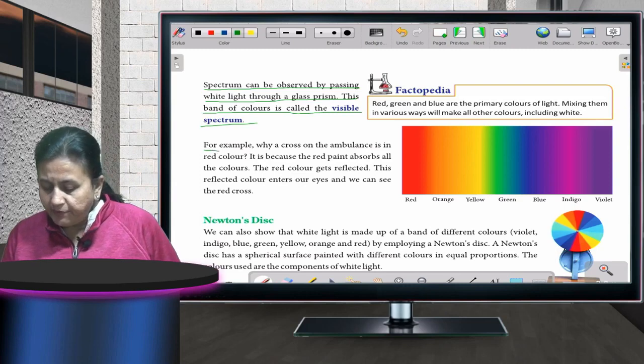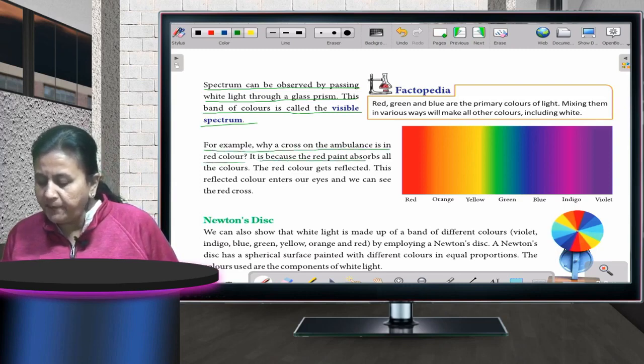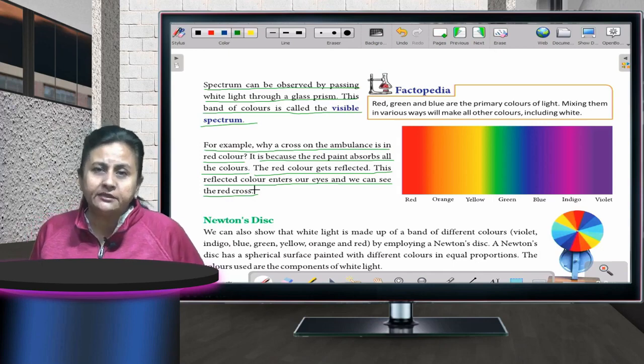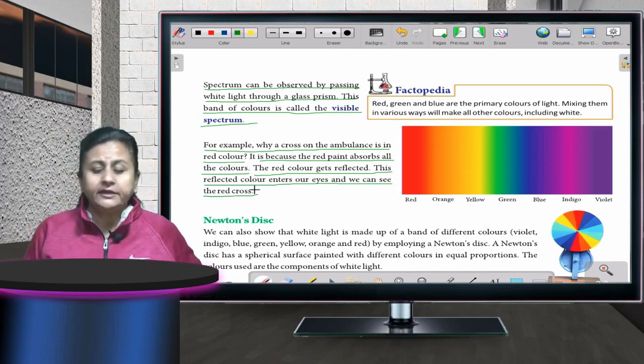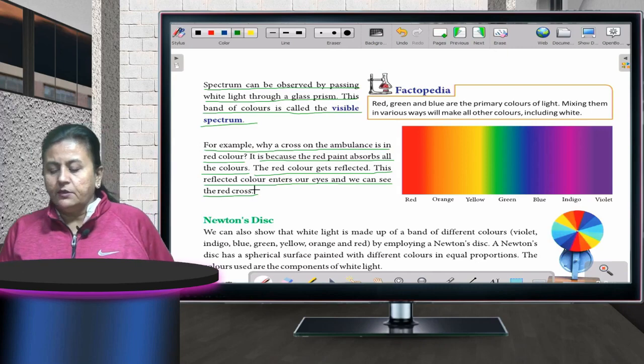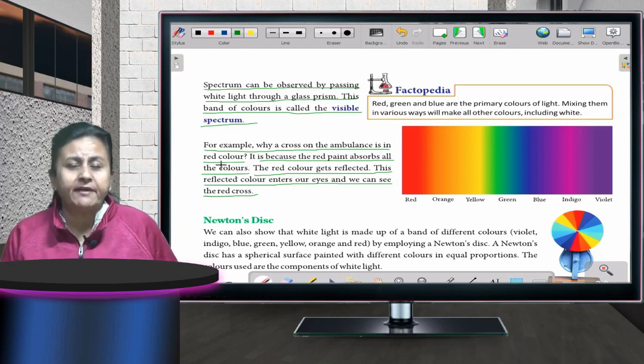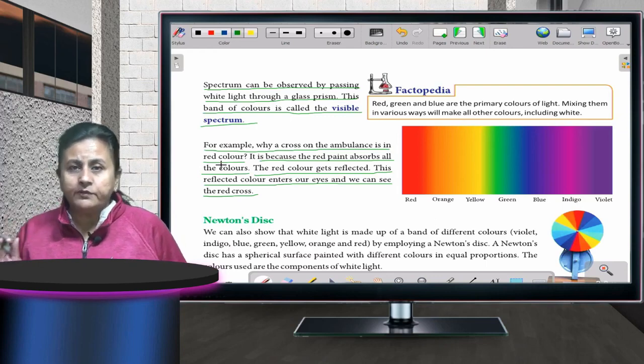Now, for example, why is the cross on the ambulance in red color? It is because the red paint absorbs all the other colors. The red color gets reflected. This reflected color enters our eyes and we can see the red cross. Fine, children? Why is it not painted in any other color? Because red paint has the capacity to absorb all the other colors. That is why the cross is always red in color.